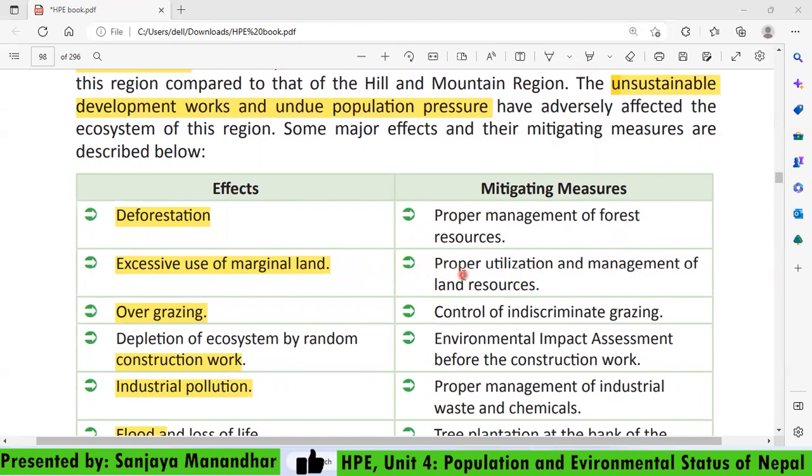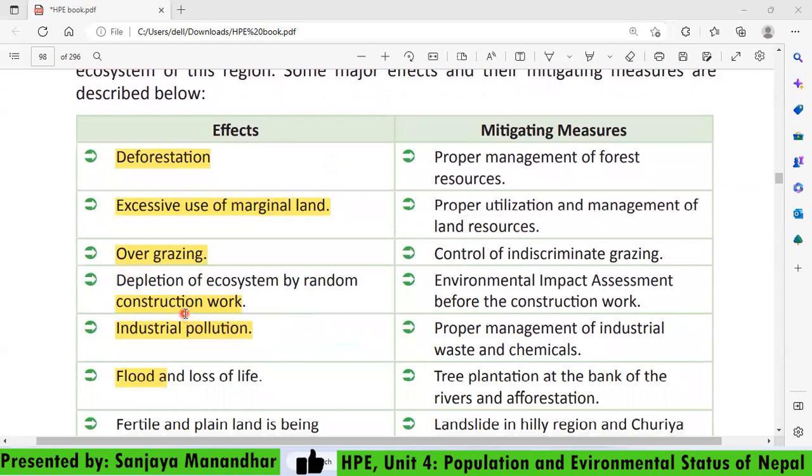So for that, what is the controlling measure? Proper utilization and management of land resource. Overgrazing is also one problem, so controlling that overgrazing. And depletion of ecosystem by random construction work. Look, we said developmental works are carried out, but they are done randomly. The construction works are done randomly. That is one effect. So what can be done?